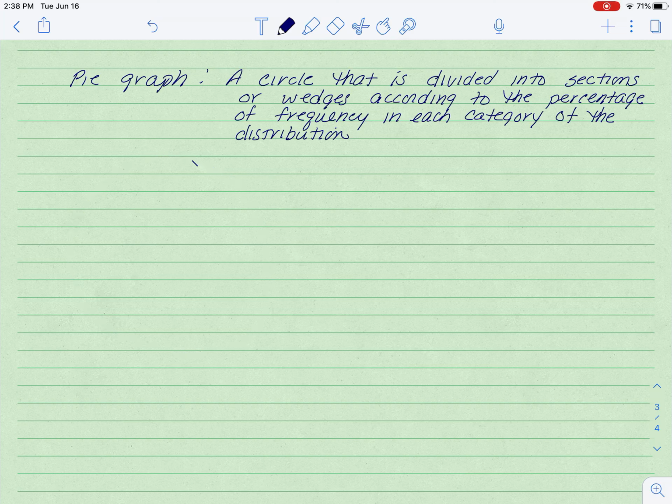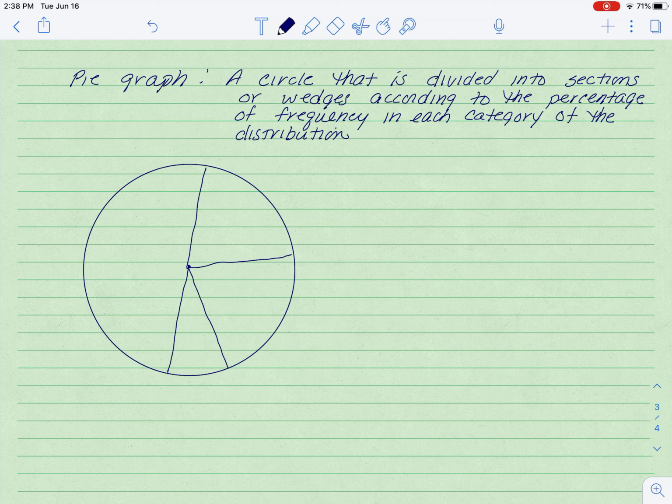And I'm sure that you've seen these. So we have a circle, and what we do is we break it up into wedges or sections that represent some percentage of the information. So this would be like 50%, and maybe that's whatever category we're looking at. 50% of the data lies over there.